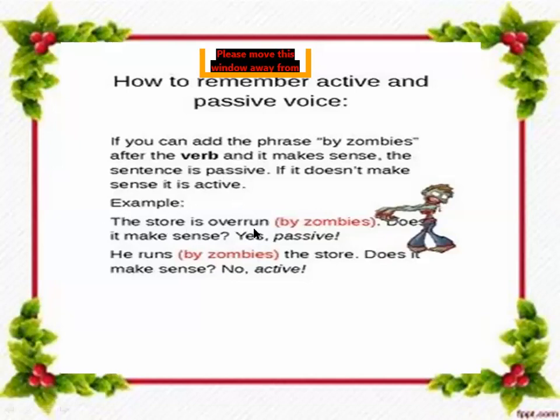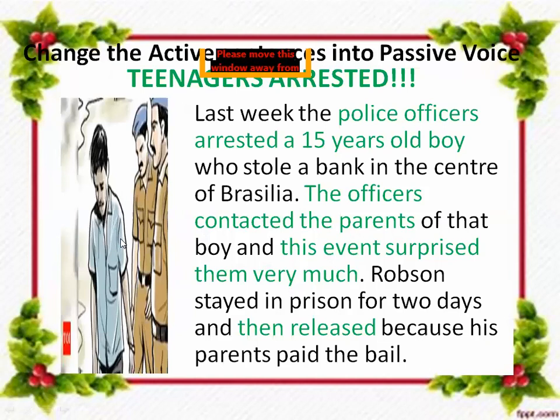Example, the store is overrun by zombies. Does it make sense? Yes, it is called passive. He runs by zombies the store. Does it make sense? No, because this is not passive voice, this is an active voice. ठीक है, he runs by zombies the store. No, the store was run by the zombies. ठीक है, or is run by the zombies. So they are telling you the transitive and intransitive way of explaining active and passive voice.